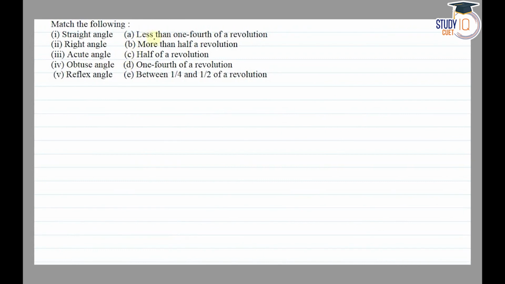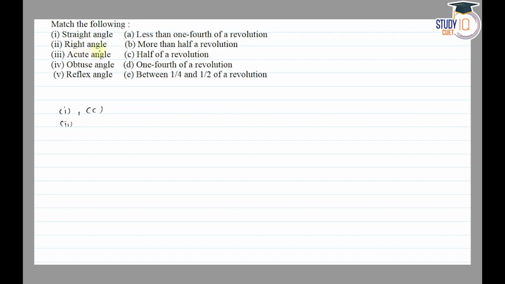Hello everyone. This question appears in the Class 6 NCERT chapter Understanding Elementary Shapes. This is the first question of Exercise 5.3. The question says, match the following. Straight angle. So a straight angle is 180 degrees, which means half of a revolution. So the first will be C.